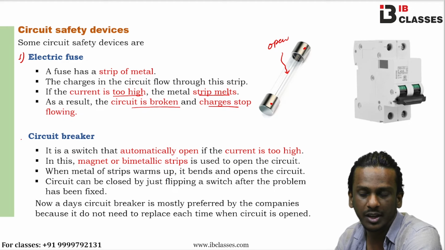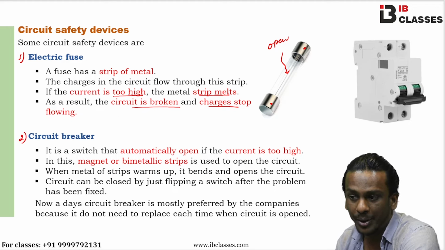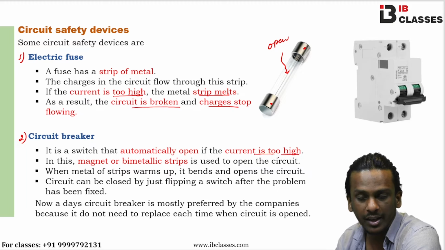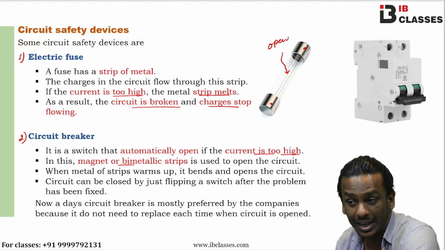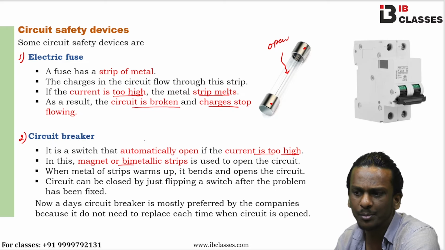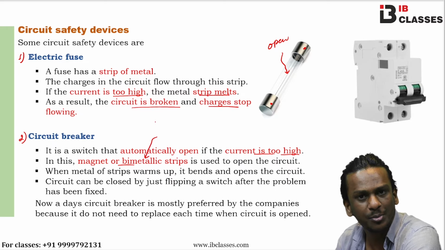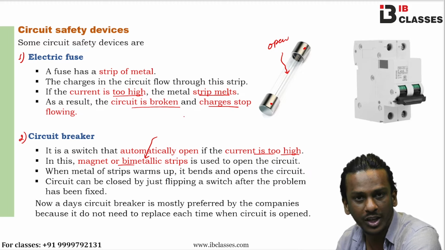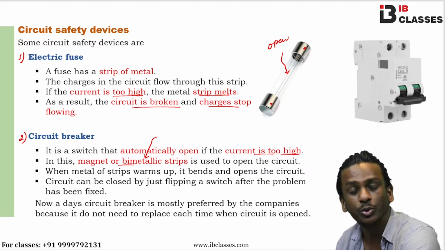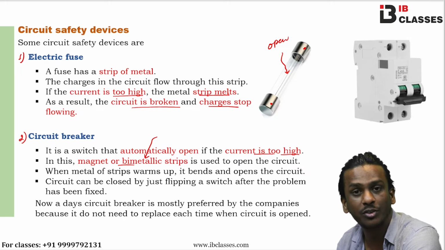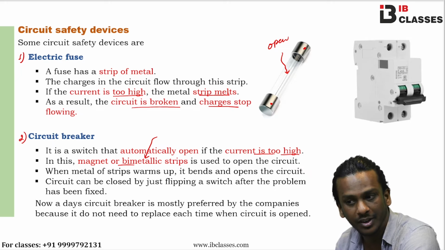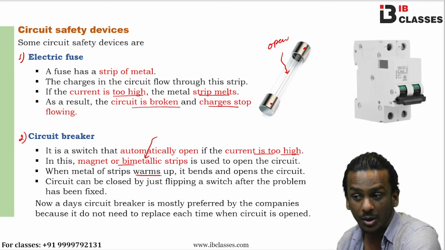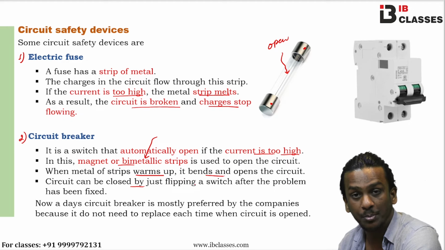The second one is the circuit breaker. It is a switch that automatically opens if the current is too high. In this, a magnet or bimetallic strip is used to open the circuit. What is a bimetallic strip? A bimetallic strip is a strip made of two different materials. Due to these two different materials, the melting points of the two materials will differ. When the metal of the strip warms up, it bends and opens the circuit. The circuit can be closed by just flipping a switch after the problem has been fixed.